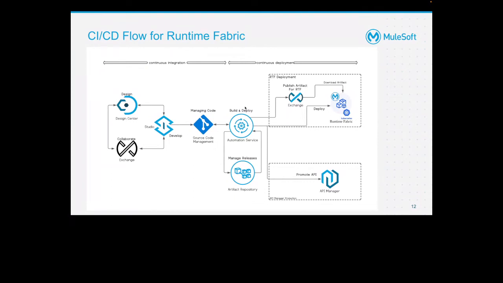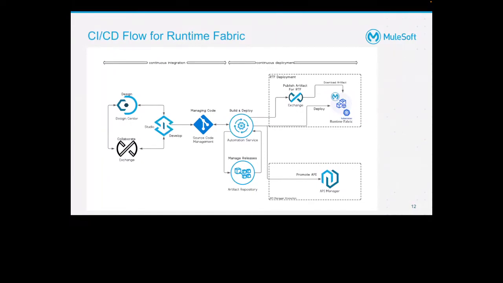This is one aspect of it. Here we are also talking about promoting an API in API Manager. When you're building your APIs, you create an API instance in your API Manager, which will give you the API ID for auto discovery. Even that can be automated in this CI/CD pipeline, and there are Anypoint REST APIs available through which you can do this API promotion. So this is the overall idea of how a CI/CD would look for Runtime Fabric.